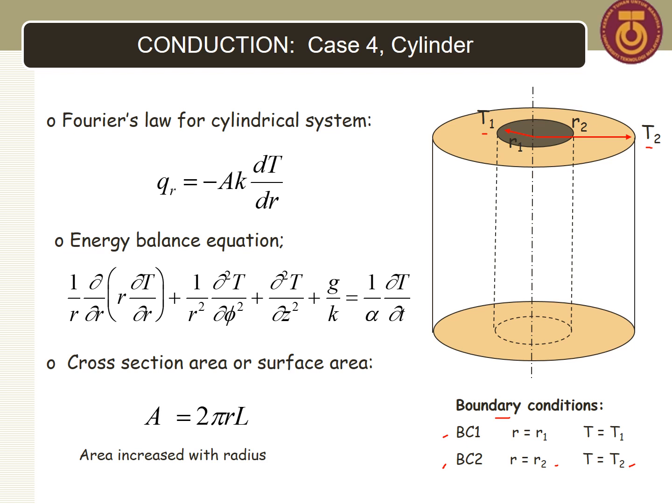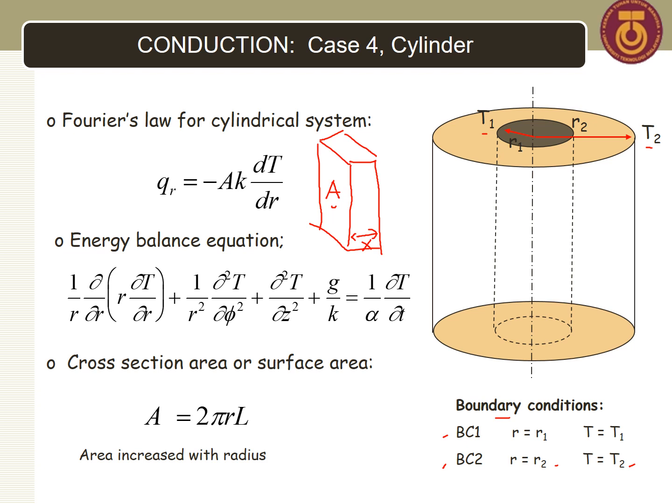Okay, the difference between this system as compared to the flat plate is, okay, let's have a look. So our flat plate system, okay, in our flat plate system, we see that when x changes, the cross-sectional area A remains constant. Okay, meaning A remain constant. If x change, A doesn't change.